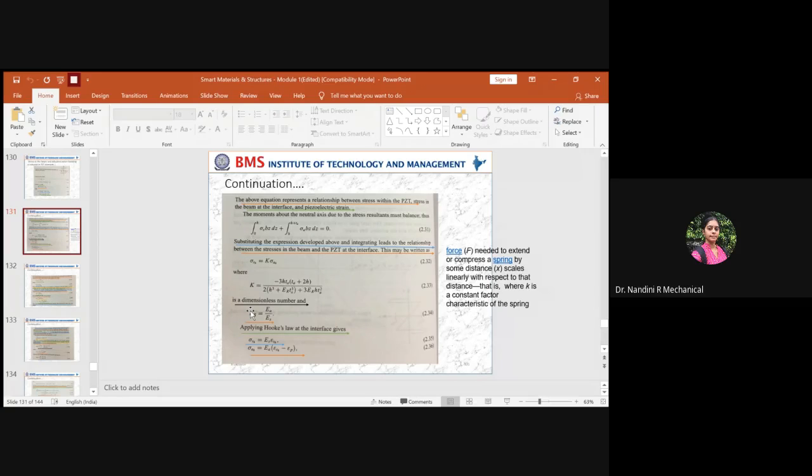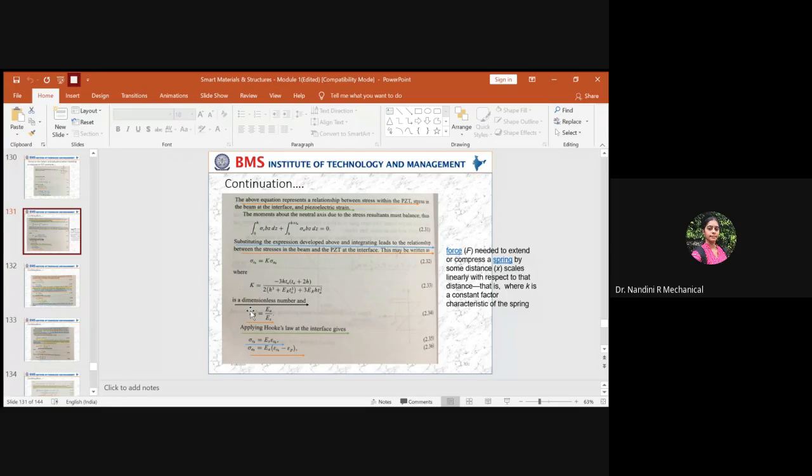You have studied Hooke's law very long back, right from 11th standard, 12th standard. What do you mean by Hooke's law? Anyone? Stress is directly proportional to strain within the elastic limit. Okay.